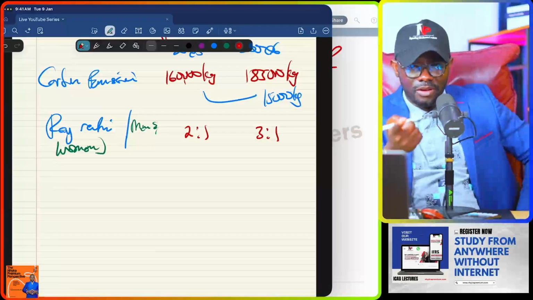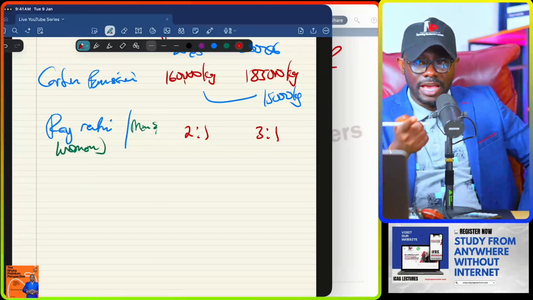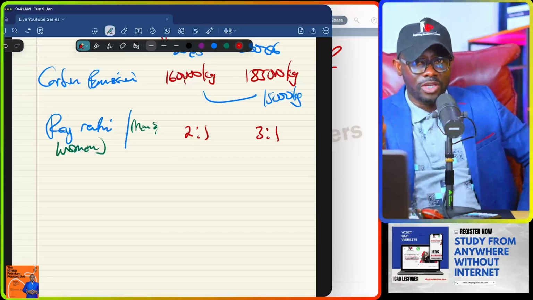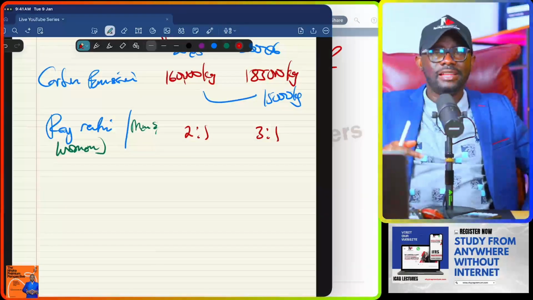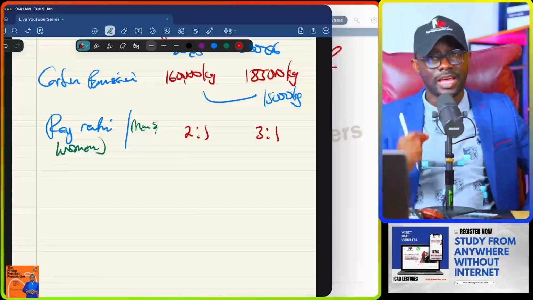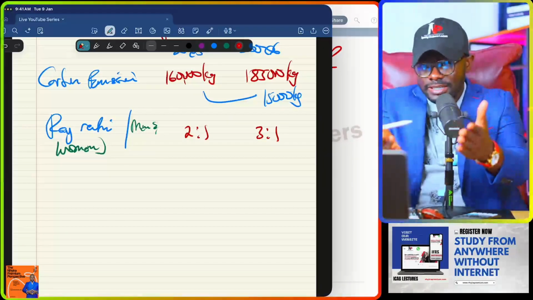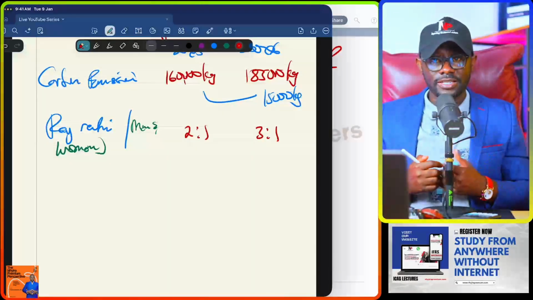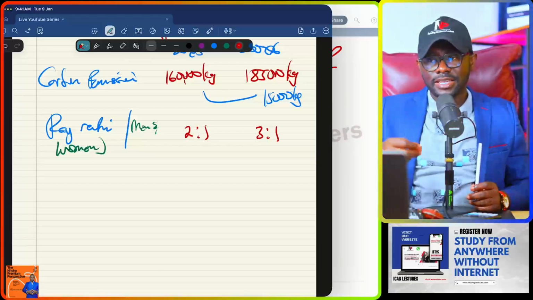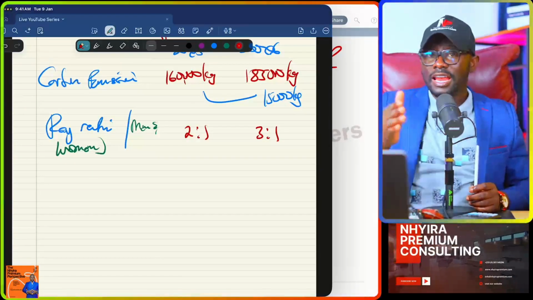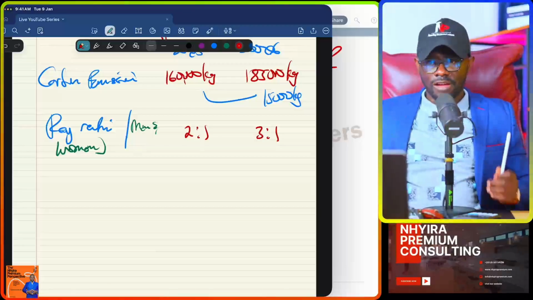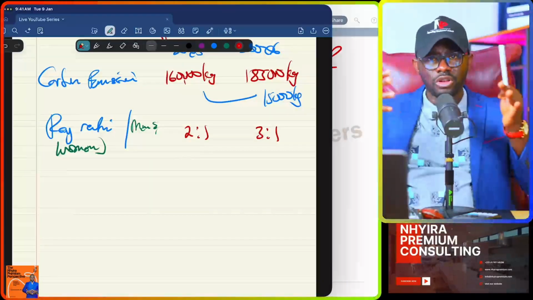It means in the previous year, male employees earned twice what female employees were earning. But in the current year, male employees are earning 3 times what female employees are earning. Again, this is poor on the part of the entity, because it means that the entity is not paying the female staff of the organization like they are paying the male staff. What does that mean in the social environment?